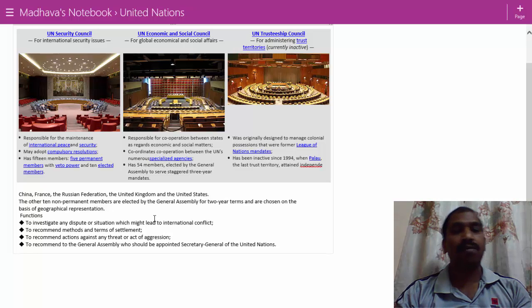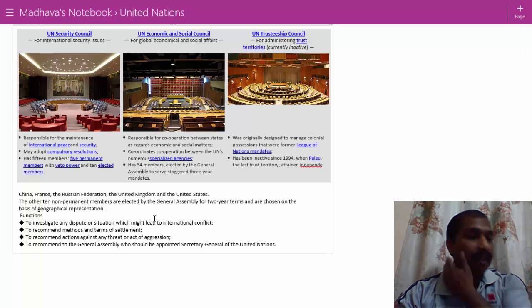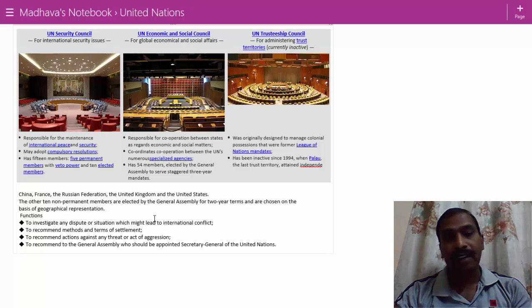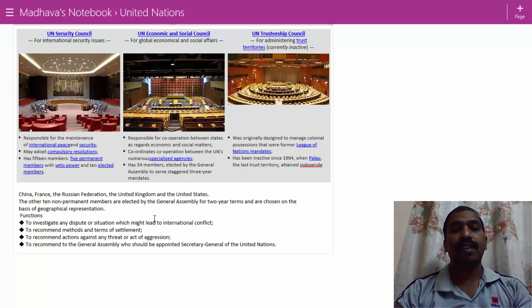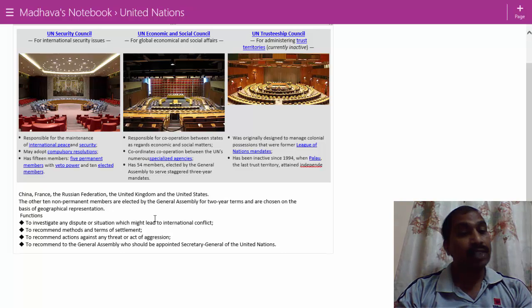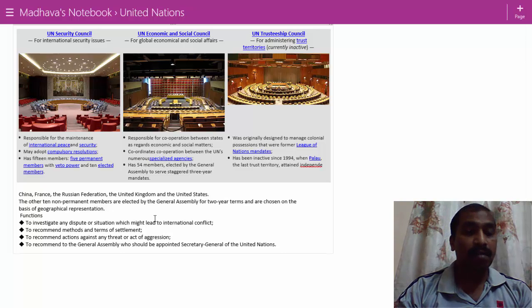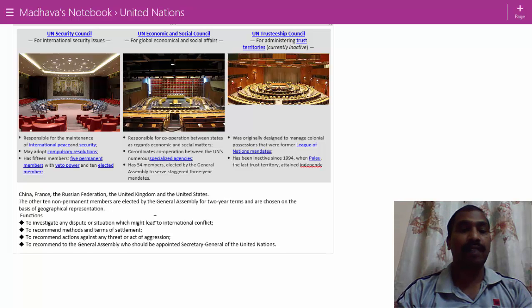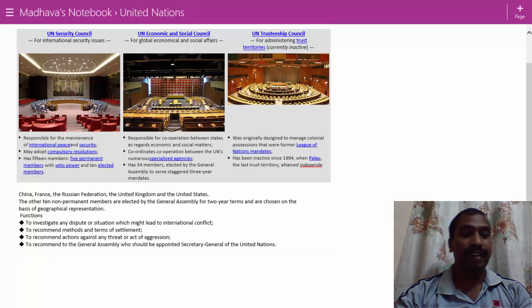India now wishes to be a permanent member, and it has been trying for a long time worldwide. Germany is also trying, and Japan is also trying. Australia is also trying, but we don't know when these reforms will be carried out. Let us see. India is sincerely trying. Let us hope India will get permanent membership.